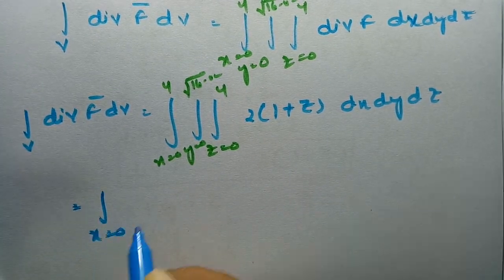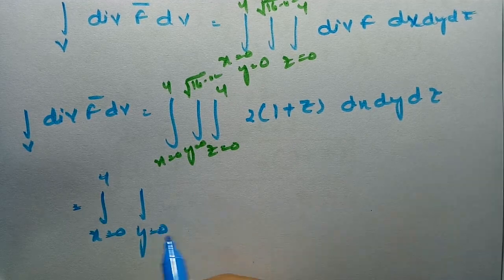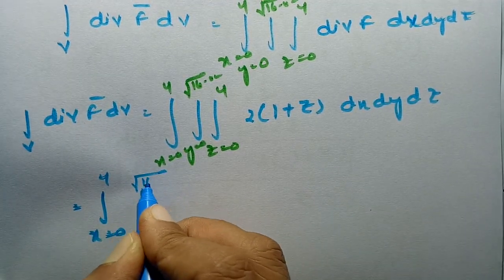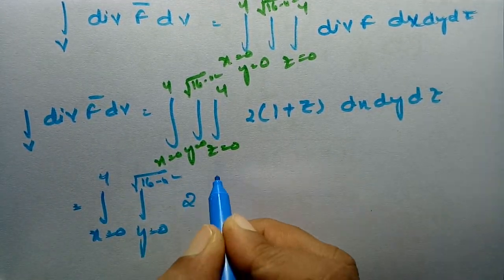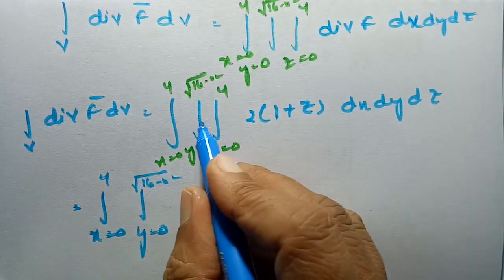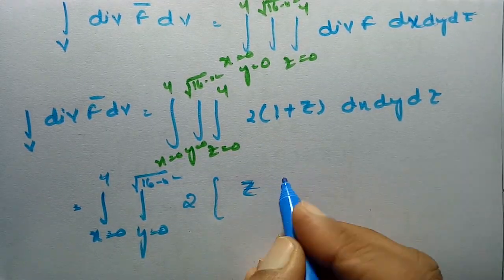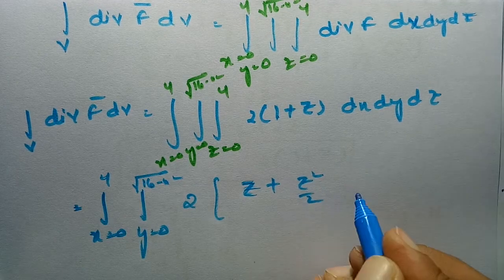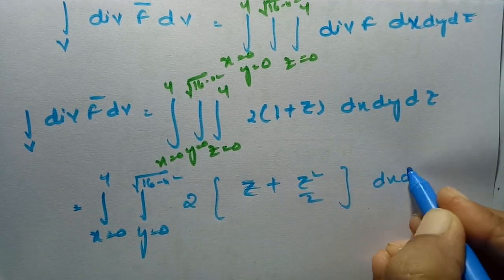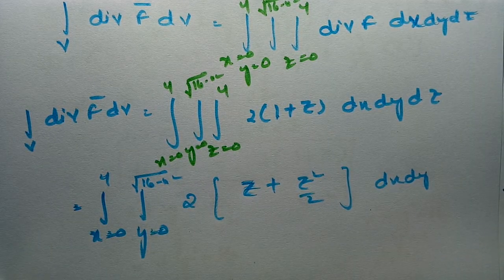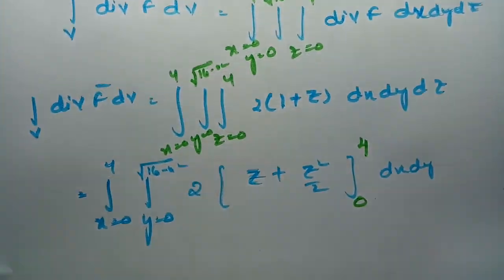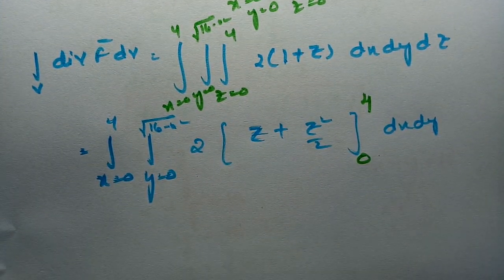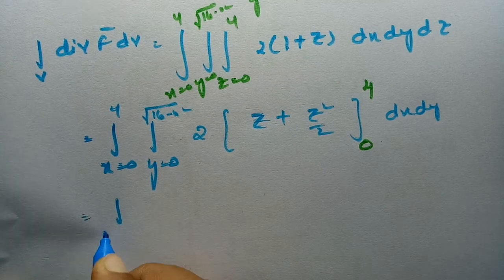So x will be from 0 to 4, y will be from 0 to root over 16 minus x square, and 2 is a common thing. Here the integral of 1 dz is nothing but z, and for z it is z square by 2, of dx dy, between the limits 0 to 4. So if I substitute the limits 0 to 4, then what will happen here?